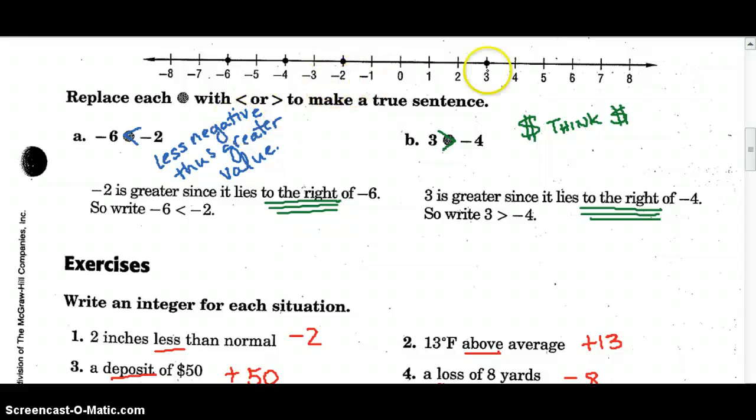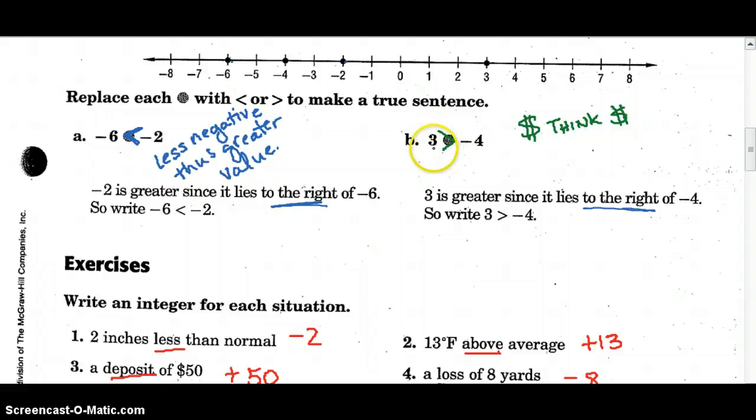The farther a number is to the right, and have that underlined down here, the farther it is to the right, the greater the number. So if we're talking about negative numbers, if it's less negative, it's going to have a greater value. So negative 2 is to the right of negative 6, so negative 2 is greater than. So the little alligator wants to eat the bigger number.